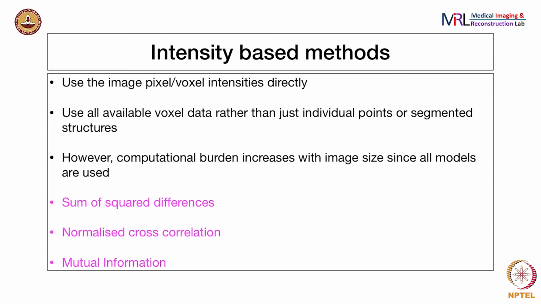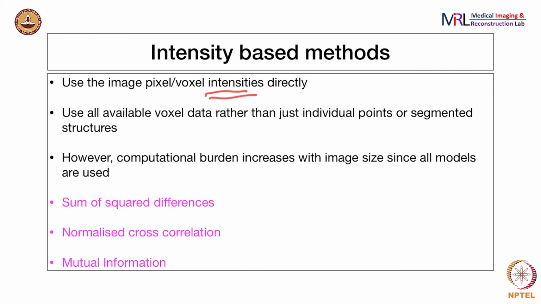Okay. The intensity based methods are very commonly used, especially intermodality, interpatient, right? Because it uses all the image pixel voxel intensities directly. Okay, intensities in one form or the other, either directly as pointwise pixel intensities or in the form of histograms. We will see that later. Okay, so it uses all the data, so it means computationally intensive. Which means that if you have a very large image, for example a 3D image, you will have a lot more pixels. So then your computational burden increases.